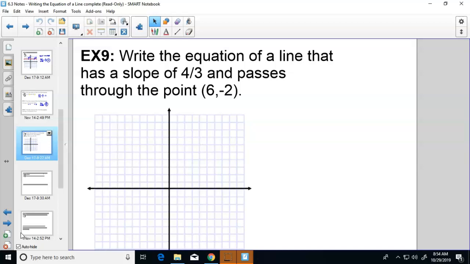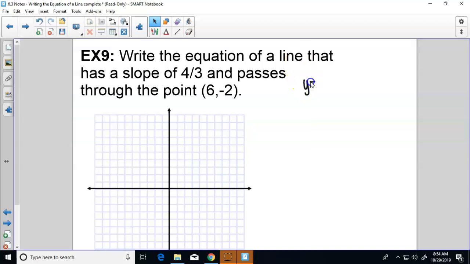So far you have been looking at finding the slope from 2 points. Today we're going to look at writing the equation of a line given certain information. The main thing you need to know is that to write the equation of a line, you need a slope and a y-intercept, because we know y equals mx plus b, where m is the slope and b is the y-intercept.